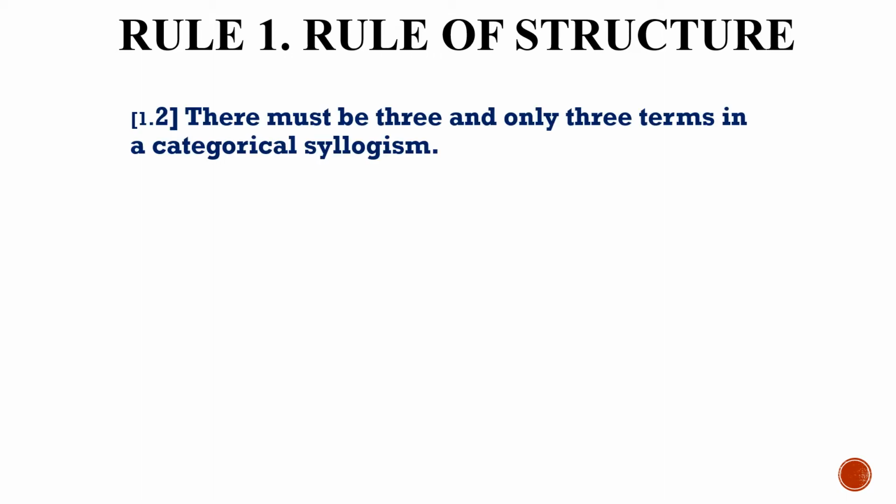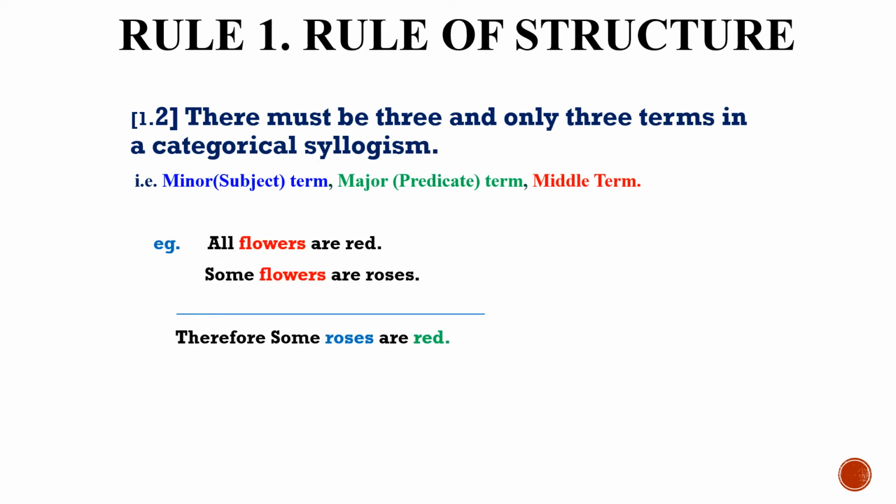Let us understand the second rule of structure, 1.2. There must be three and only three terms in a categorical syllogism. Let us understand this. Which are the three terms? The minor term or the subject term, the major term or the predicate term, and the middle term. Let us understand this with an example. All flowers are red, some flowers are roses, therefore some roses are red.